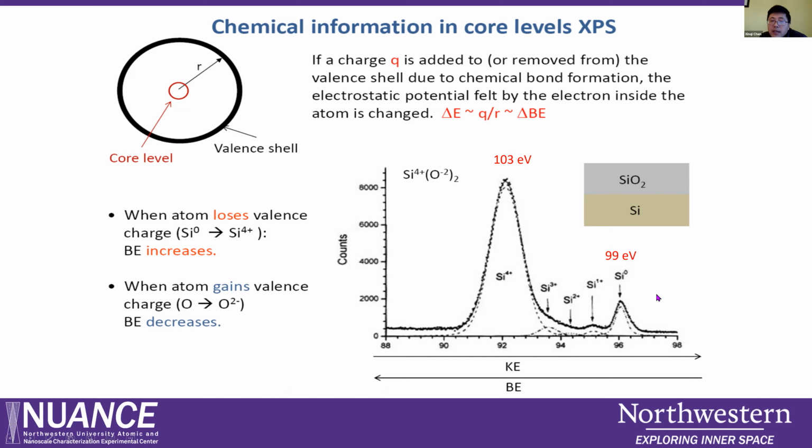Here is an example, silicon oxide on silicon. This is a silicon peak. Don't look at this number, this number is the kinetic energy. We are familiar with the binding energy. I put here 99, and for silicon, the binding energy is 99. Then if it loses electrons, silicon 1+, 2+, it gets higher. We are also familiar with SiO2, that is 4+. You see here it is 103. So for silicon, if it loses electrons and becomes positive, the binding energy gets higher.